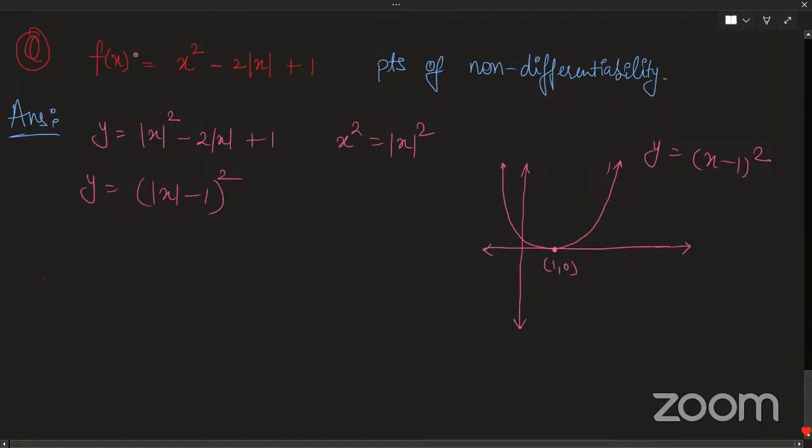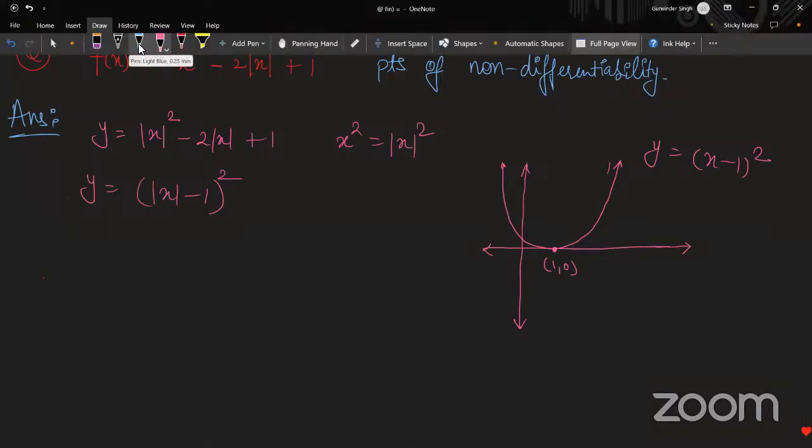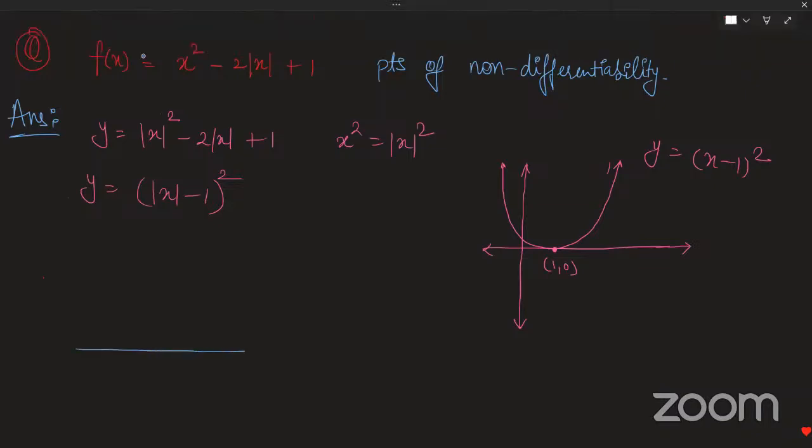This is the curve of y is equal to x minus 1 whole square. Can you tell me from this curve, how can you create the curve of y is equal to mod x minus 1 whole square? How will you convert this curve? Anyone knows? We have discussed conversion of curves, right?